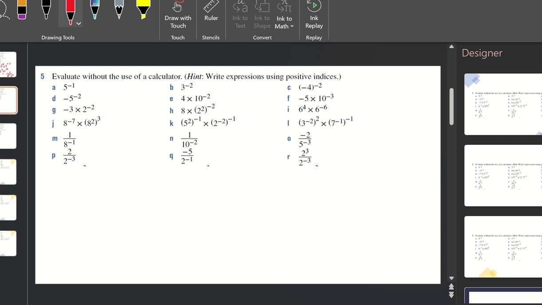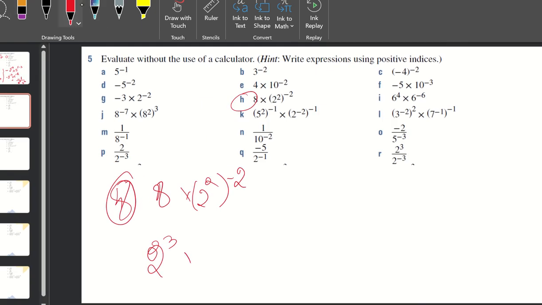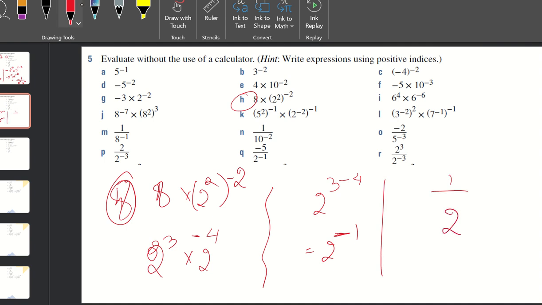Now you look at the next question, probably H. H is 8 times 2 to the power of 2 whole to the power of minus 2. 8 is 2 cubed, so I'll just write it as a power, and I will write this as times 2 to the power of 2. 2 twos are 4, and that's a negative 4, so that becomes 2 to the power of 3 minus 4, which gives me 2 to the power of minus 1. So that becomes 1 by 2 to the power of 1, or 2. So we just write it as 1 by 2. Okay, so that's that bit.